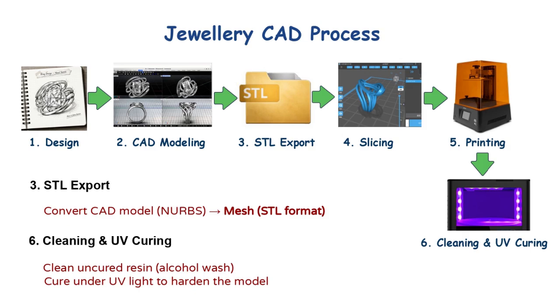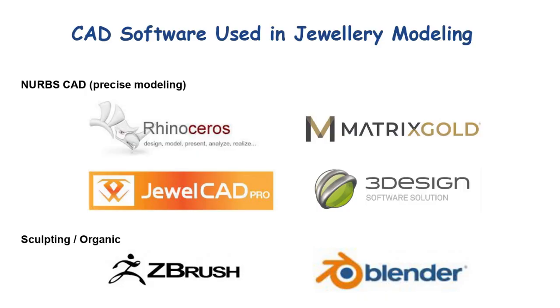Some people are curious about my job, so here is my workflow, including design, modeling, and printing. Here are some common modeling software: Rhino, Matrixgold, Jewellery CAD, and 3D Design. Those are Nurbs-based, so they are precise and good for creating your own jewelry. Then ZBrush and Blender are used for organic modeling. They can easily create irregular objects, but I think they're less accurate.